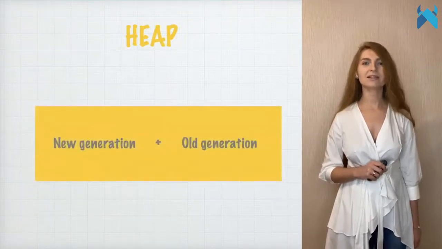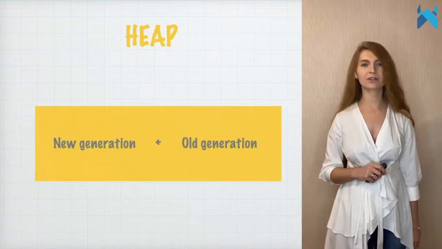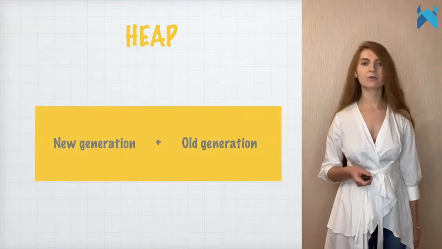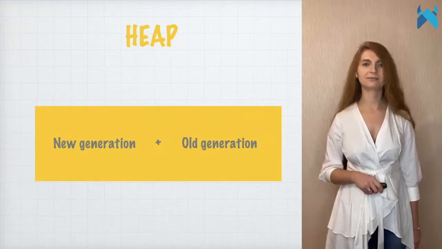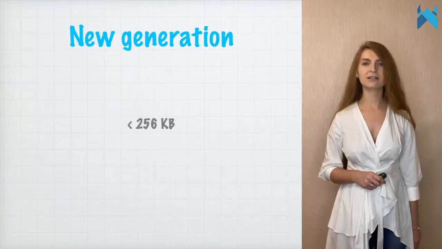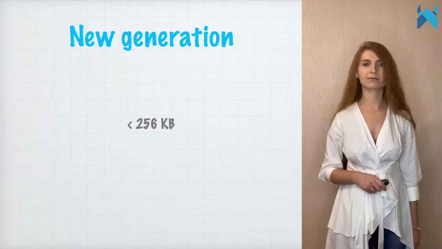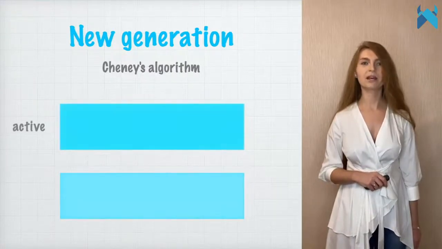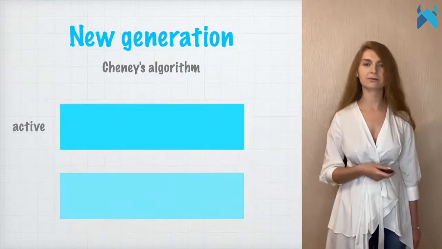Roughly speaking, the heap consists of the first or new generation, or new space, young space or nursery, and the second or old generation, or old space. When the application starts, it naturally starts allocating new objects. If an object is less than 256 kilobytes, the heap tries to allocate it in the new generation. The new generation follows Cheney's algorithm and is said to consist of two semispaces. Only one half is used at any time, one being active, the other inactive.